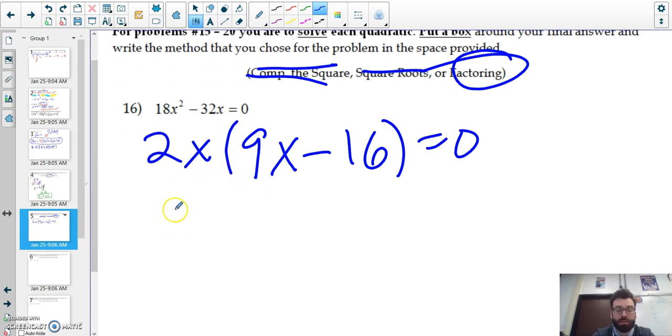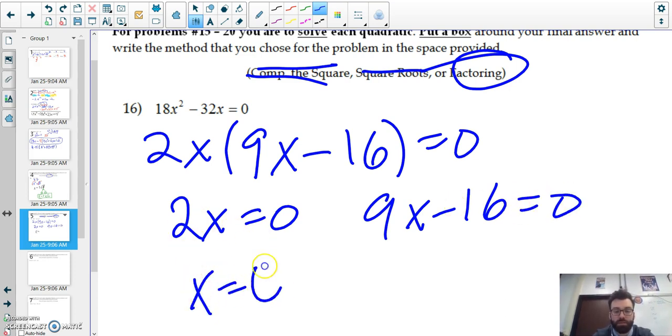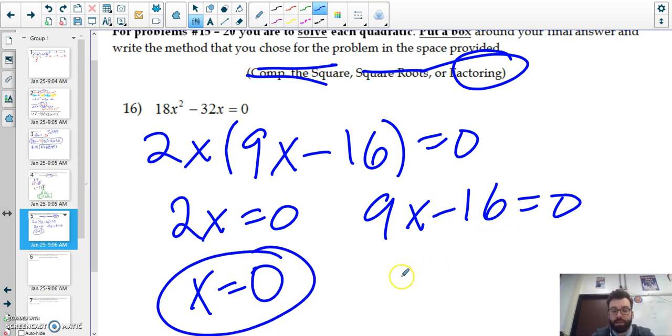Zero product property. I set each factor equal to 0 and solve for x. Divide both sides by 2, x equals 0. Add 16, divide by 9, x equals 16 over 9.